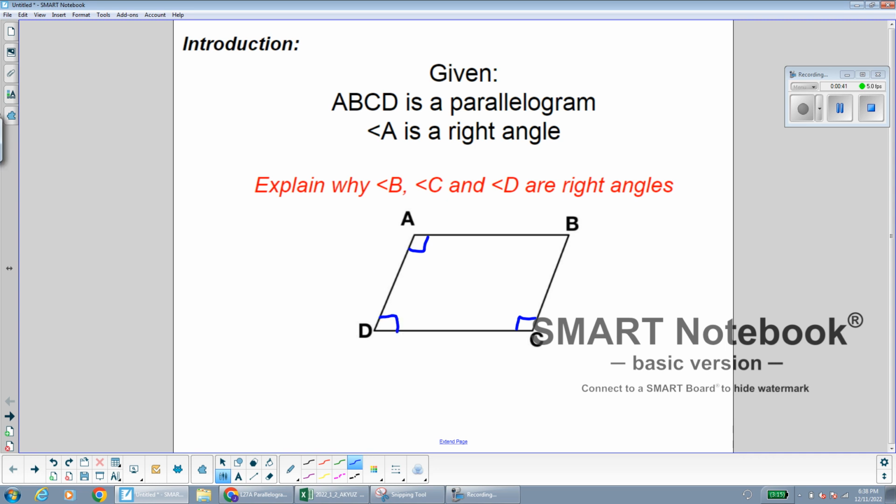the 180 degrees. And now we know that since this is a parallelogram, the opposite angles are in fact congruent to each other. So we know now that if we have a parallelogram that has a right angle, that implies that all the other angles are right angles. And that is actually the definition of a rectangle.